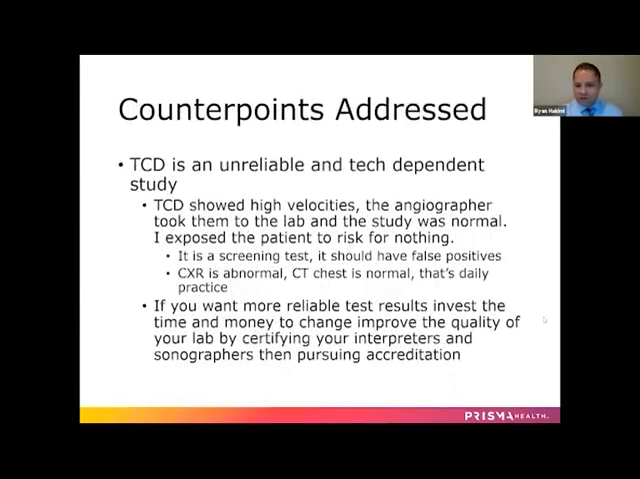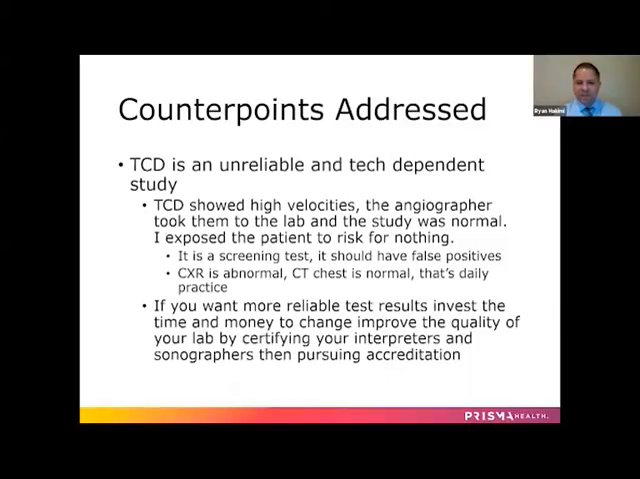What about the counterpoints? Not everybody is an adopter of TCD-based therapies. Commonly somebody says that this is a tech-dependent study. So they say that the TCD showed high velocity, the patient was taken for intervention, and the angiogram was normal. Well, indeed, that does happen, and that is the purpose of a screening test. The screening test should have false positives.